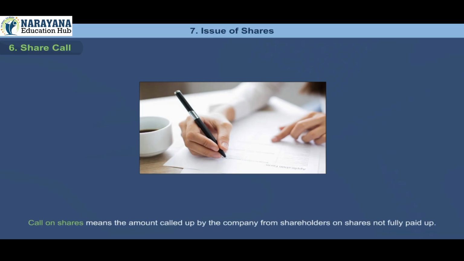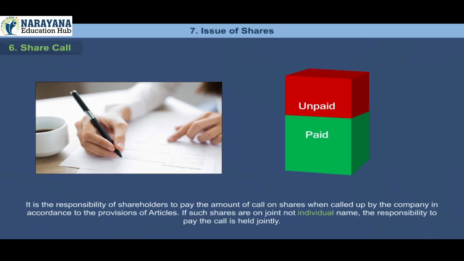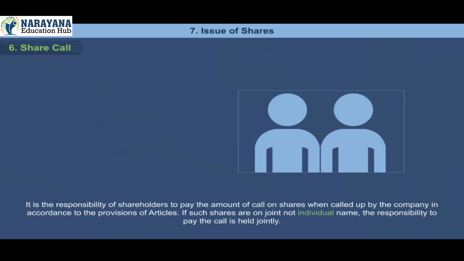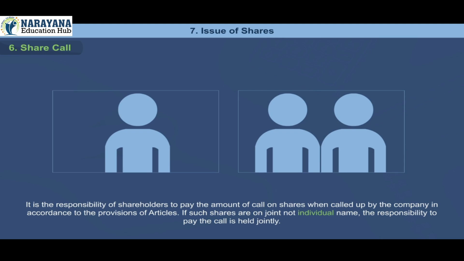Call on shares means the amount called up by the company from shareholders on shares not fully paid up. It is the responsibility of shareholders to pay the amount of call on shares when called up by the company in accordance to the provisions of articles. If such shares are in joint, not individual name, the responsibility to pay the call is held jointly.